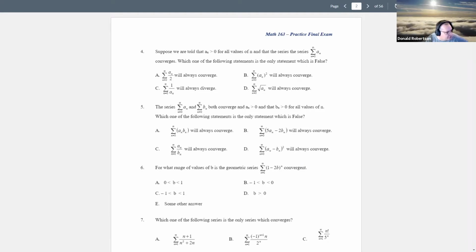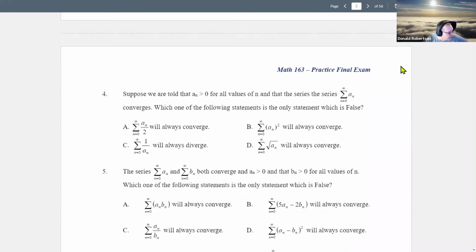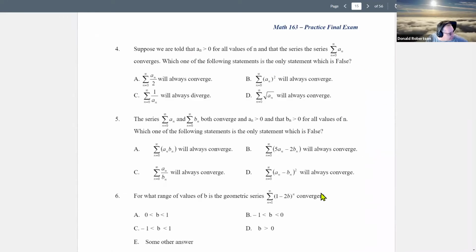If we look at some of these questions, the multiple choice, for instance, I ask questions that you're not familiar with, because one of the things I like about multiple choice is it gives me the option to ask unusual questions, ones that you have to think about. So take an example, question 4. Suppose we're told that all the a_n are positive and that this series converges. Which one of the following is the only one that's wrong? So 3 of them are saying something that's true. Now, if this converges, won't that always converge? And the answer is yes.